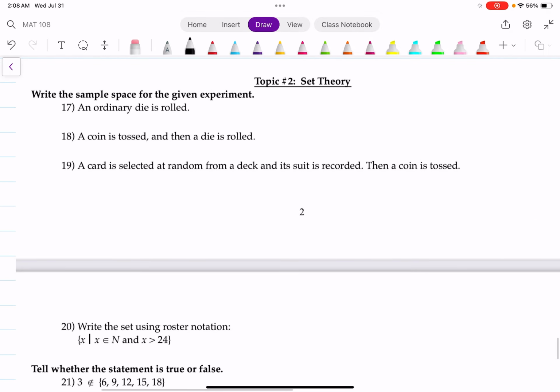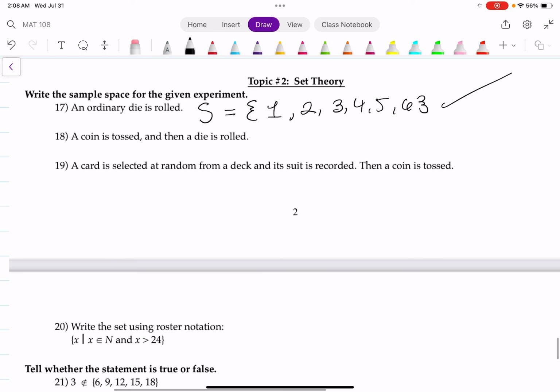Number 17 says, an ordinary die is rolled, which is a 6-sided die, or dice, but the singular version. The sample space, known as the set S, which I'll denote all my sample spaces by, is going to be the set of natural numbers starting from 1, counted up, and including 6, because an ordinary die is a 6-sided figure. It's a cube, actually, with painted spots on each side, each with a different number.